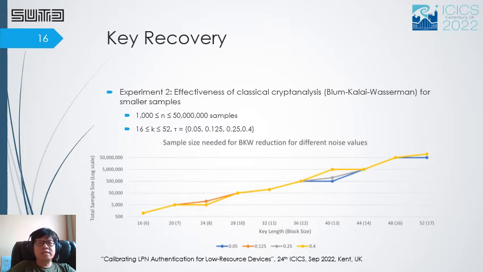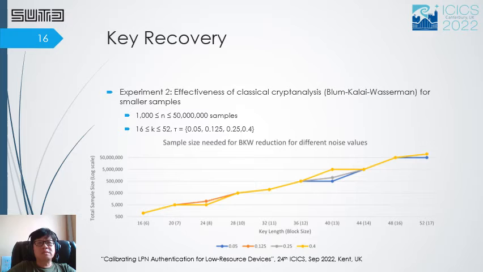Next, what is the effectiveness of known attacks? For LPN, it will be the Blum, Kalai, Wasserman, or BKW. We designed experiment 2 to apply BKW for a limited number of total samples of 50 million. 50 million is essentially computed by assuming a 500 sample size per cycle multiplied over 100,000 cycles.